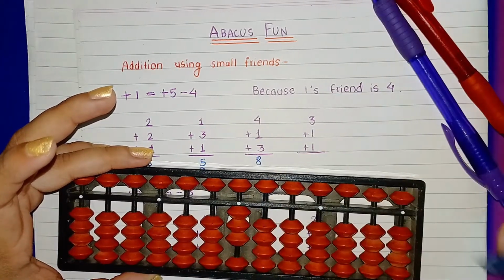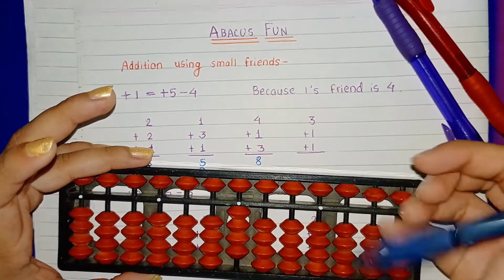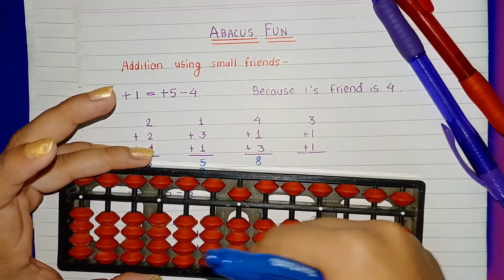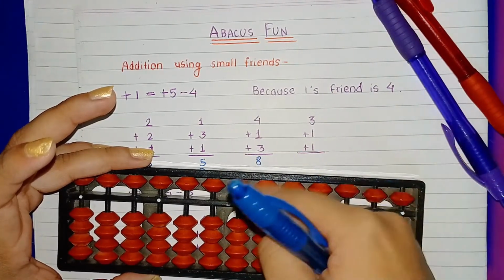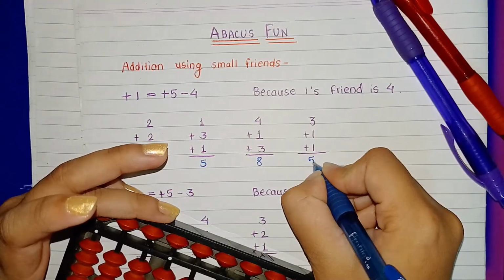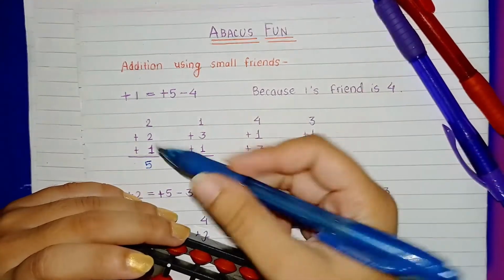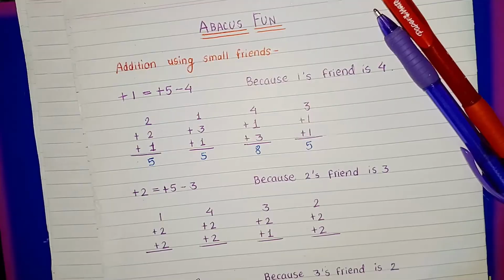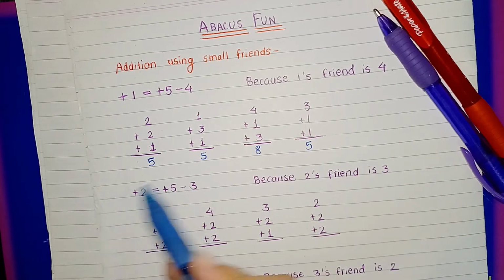Add 3, again add 1 and 1 again. Now we don't have space, so add the boss, subtract friend. That's the answer, 5. I hope you got this, means adding 1. It's quite easy. Now let's see how to add 2.